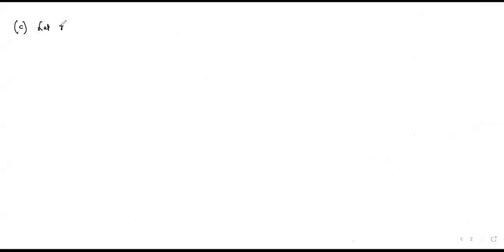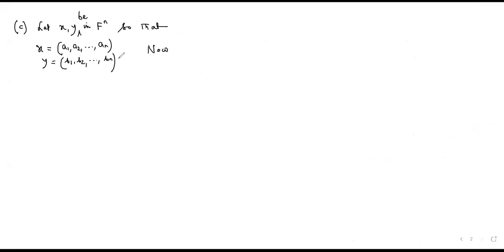So property number C. Let X comma Y be in Fn, so that X is A1, A2 dot dot dot AN, Y is B1, B2 dot dot dot BN. Now I'm going to consider the bar operation over here.